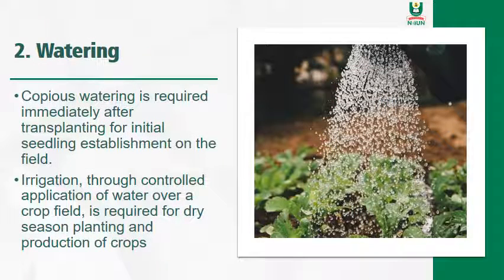Now the seeds are in the soil, you need copious watering. So watering is the next on the list. You have to water copiously, and you do so till the seedlings or the vegetative material or the seeds have been established. So where there is no water, then you have to practice irrigation, because irrigation is the artificial application of water on a crop field, especially in the dry season when there is no rainfall. So copious watering is required immediately after transplanting to establish the seedlings.